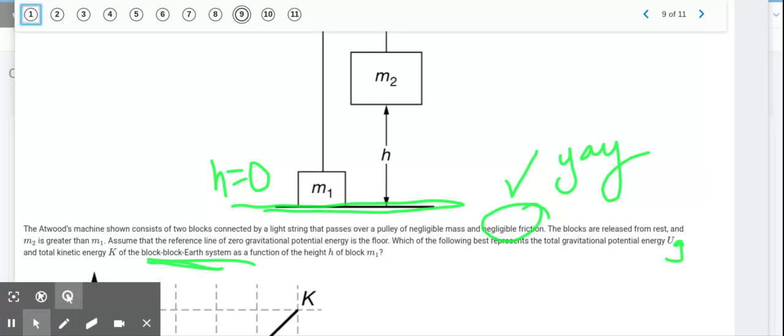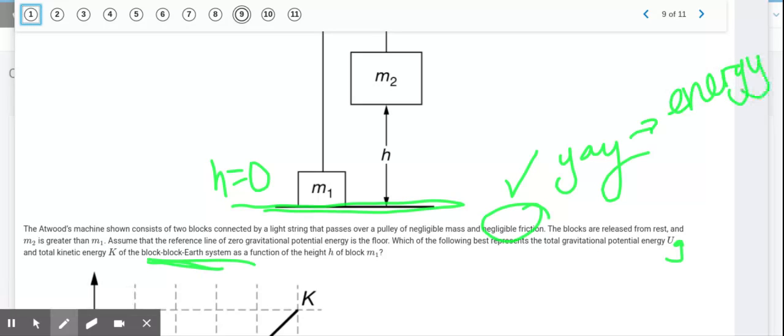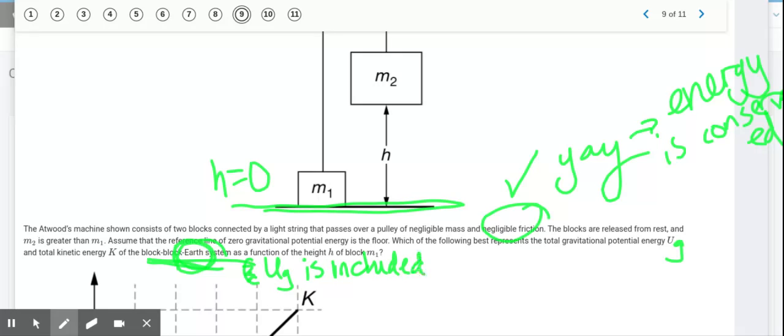Great. Okay, so let's talk about this. Here's what we know. We know that energy is conserved because there's no friction, and I ran out of room. Conserved. And the block-Earth system means gravitational potential energy, U_G, is included. Then we know energy is conserved.